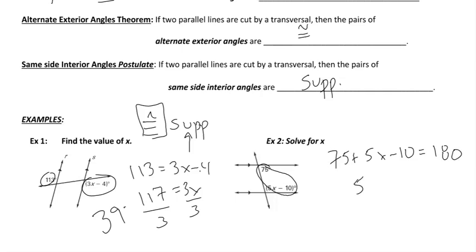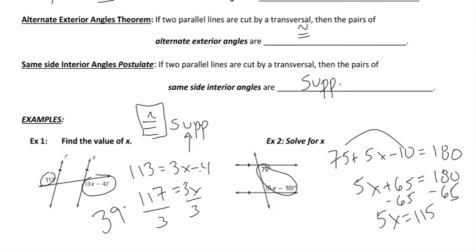So here we have 5x plus 65, because I'm combining these things, equals 180. When I subtract 65 and subtract 65, we end up with 180 minus 65, and we have 115. So 5x equals 115. And when you divide by 5, you end up with 23.